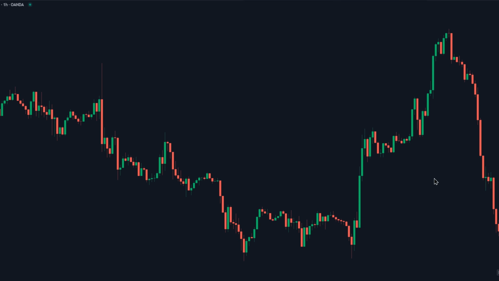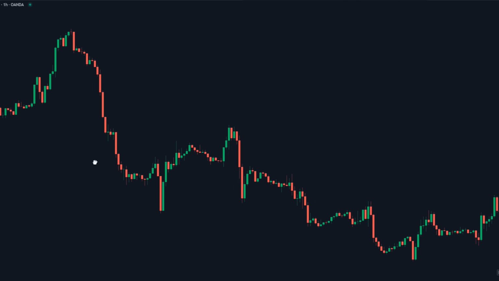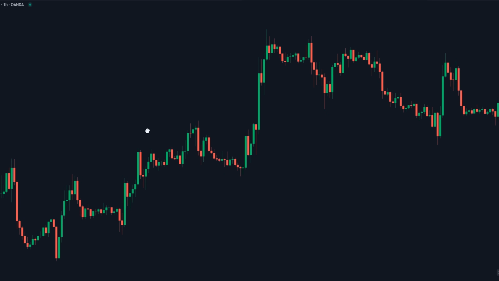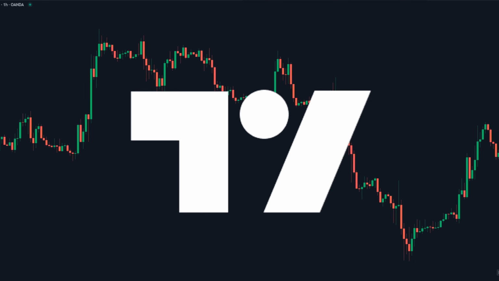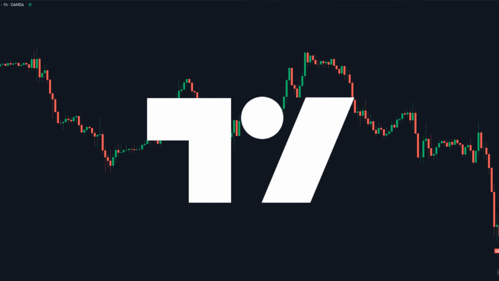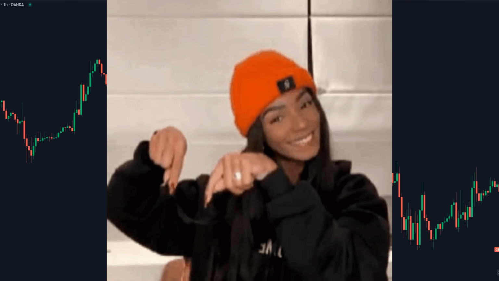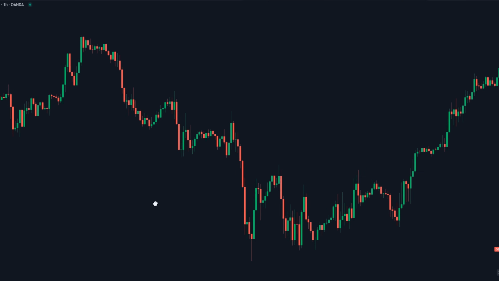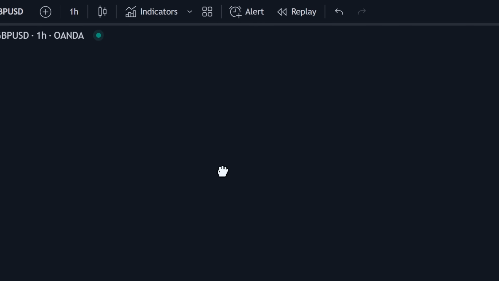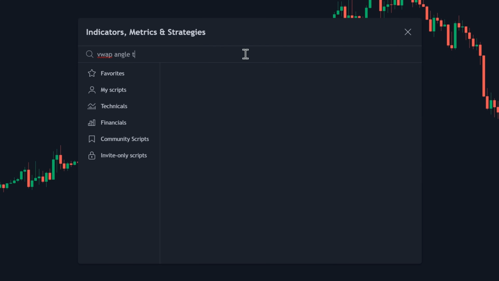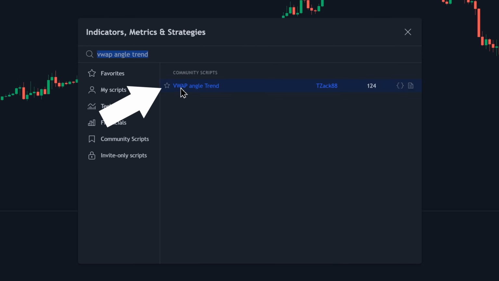Let's get into it. As mentioned earlier, the indicator in discussion is called the VWAP Angle Indicator. To add it to your chart, you first of all want to go to TradingView. This is the charting platform that I'm going to be using. If you need to sign up, the link for that will be in the video description. Next, you want to open the indicator search tab by clicking on the indicators button. After that, type in VWAP Angle Trend and be sure to select this one created by TZAC88.